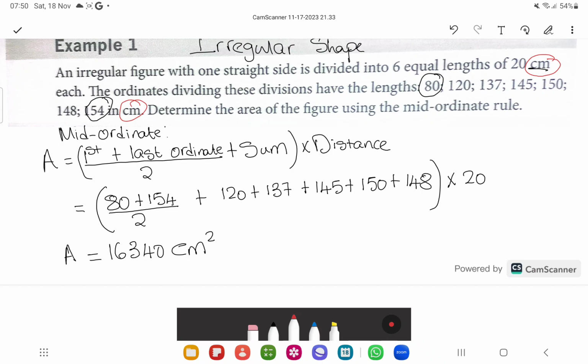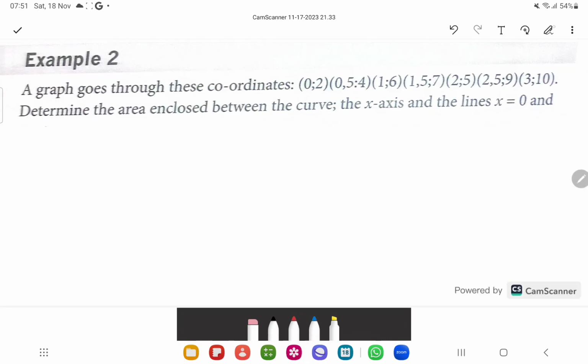So this is the first one. The question says, what are we looking for? Determine the area using the mid-ordinate rule. The mid-ordinate rule is that you don't arrange whatever you've been given in order. You work on it as it is, and make sure that by the time you are done, when you count all of them, 1 2 3 4 5 6 7, they need to be the same. If they're not the same, then it is incorrect. Make sure that they are the same each and every time.